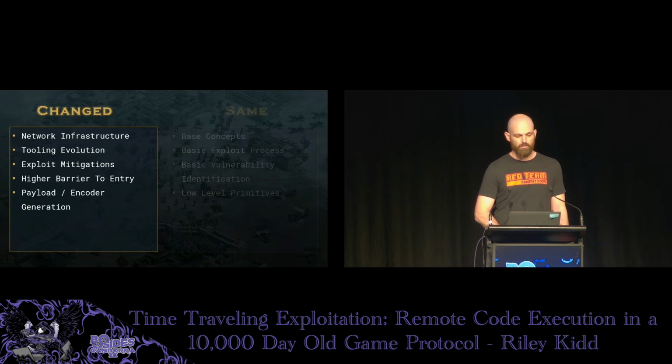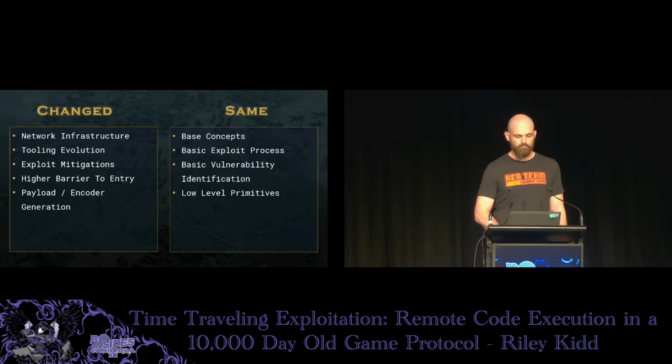But despite that, what has remained the same? So the base concepts, understanding memory corruption, controlling instruction flow, and those basic exploit conditions are still foundational to understand and build more complicated attacks. The basic exploit process, so understanding offsets, finding bad characters, understanding and navigating mitigations, is still a core process, even as those mitigations have become more complicated over time.